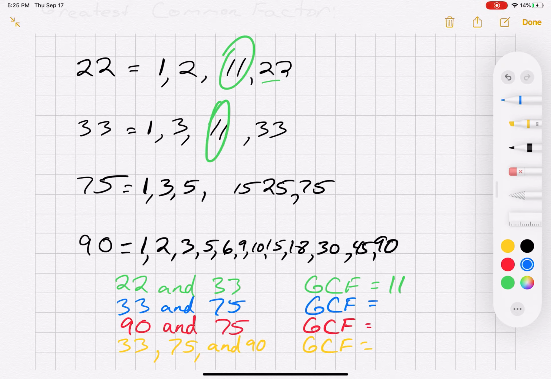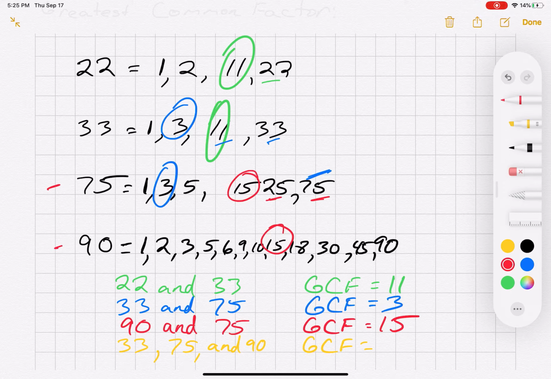If I'm looking at 33 and 75, clearly 75 is too big. So 33 is not there, 11 is not there, 3, but 3 is in both factorizations. So 90, again, 90 and 75. 75 is not in 90's factors, 25 is not, but 15 is in both. So I know that 15 is a factor, the greatest common factor. And notice that I'm starting from the largest number and moving to the left there.